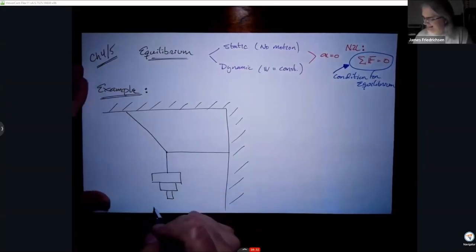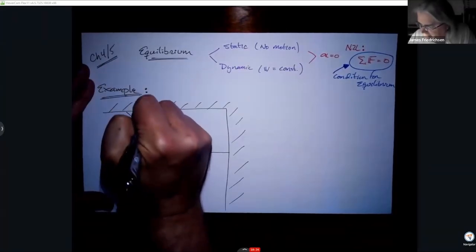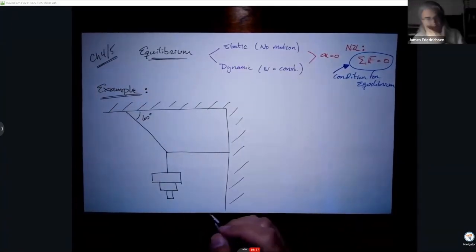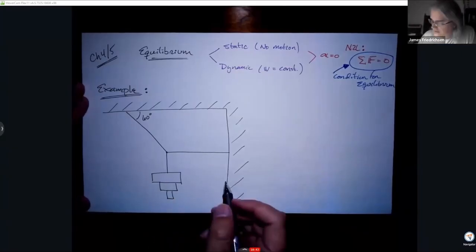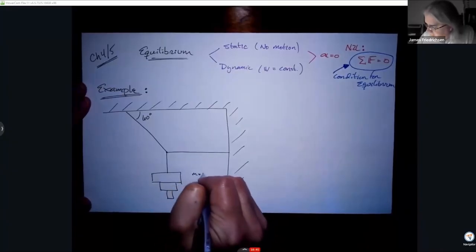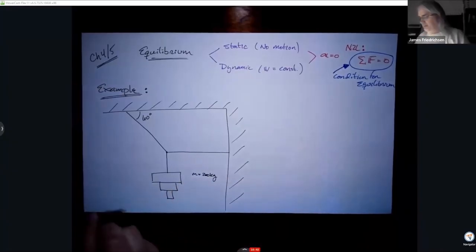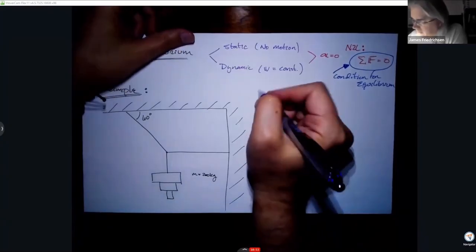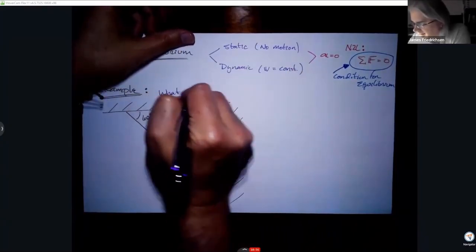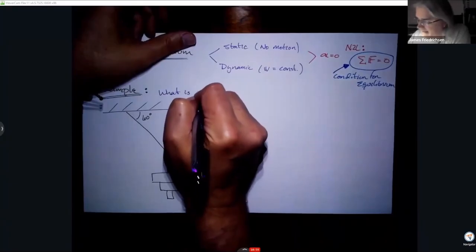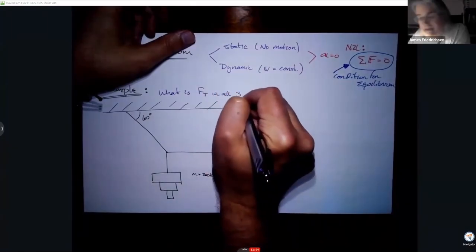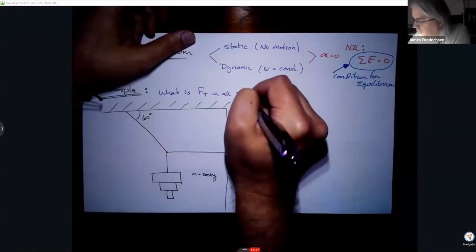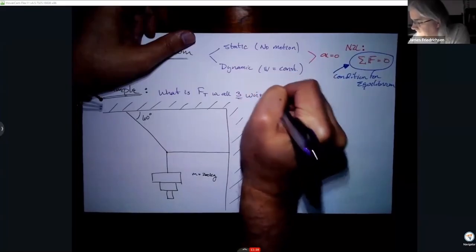Okay. And then in addition, I'm going to be given this angle, say it's like 60 degrees or something like that. And we're going to be given the mass of the chandelier. And so we'll state that the mass of the chandelier is, I don't know, 200 kilograms or something along those lines. And then the type of question that they will ask us to calculate: what is the magnitude of the tension force in all three of these wires? Okay.